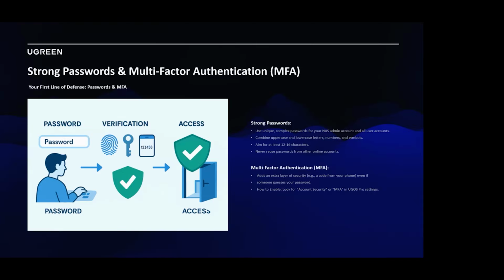So you can actually use extra layer protection by adding a code that they need to enter once they enter the username and password. So let's say even if they guess your username and password, they still cannot access your data because they need to get the code, which is a live code that is on your phone, and they need to enter. Without that code, they cannot get access to your NAS. And you can enable that under account security under multi-factor authentication.